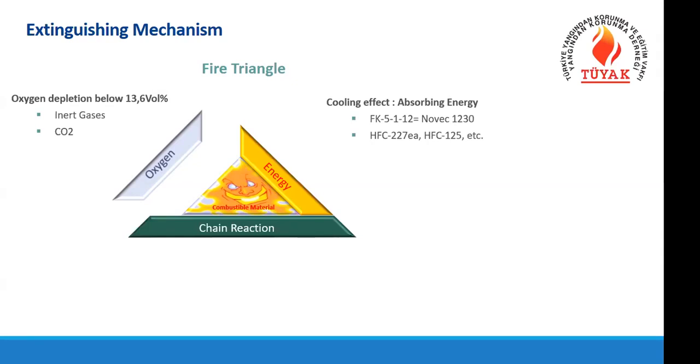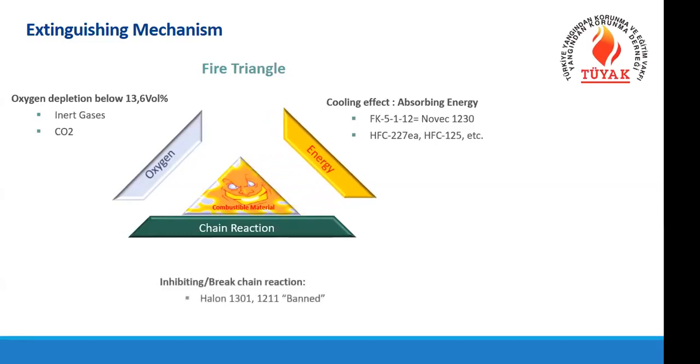And we have the other gases like FK5112, which is NOVEC 1230, and HFC227EA, like FM200. So these are also chemical gases, which are not inert gases. So we are absorbing a lot of energy from the room, like refrigerating, cooling gases. We are discharging these gases inside the room, and we are removing a lot of energy from the room. So the fire stops.